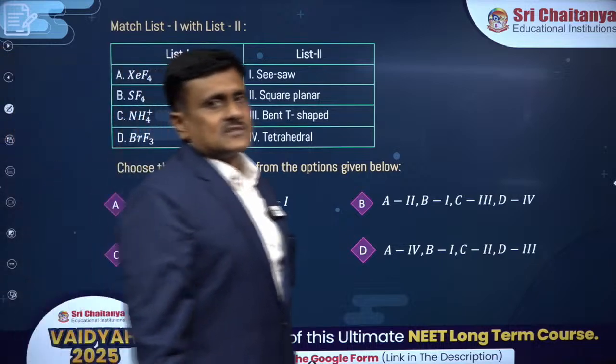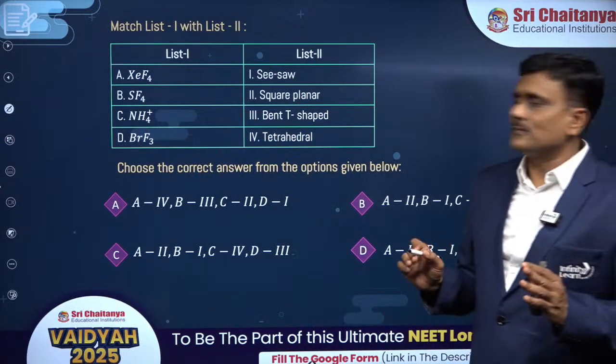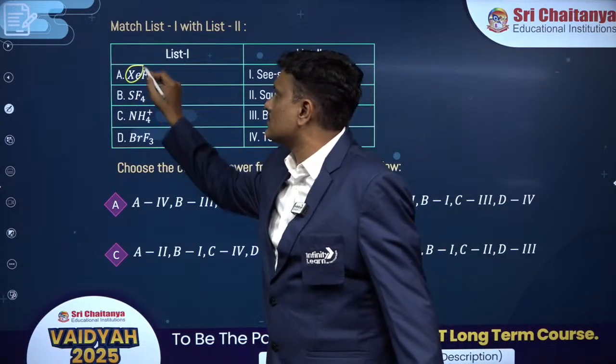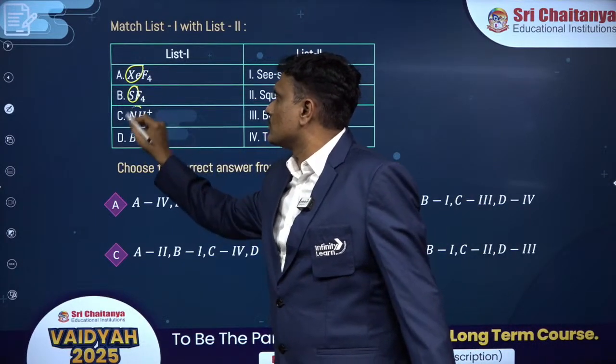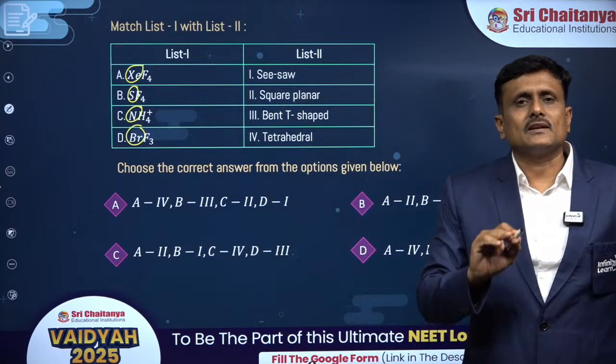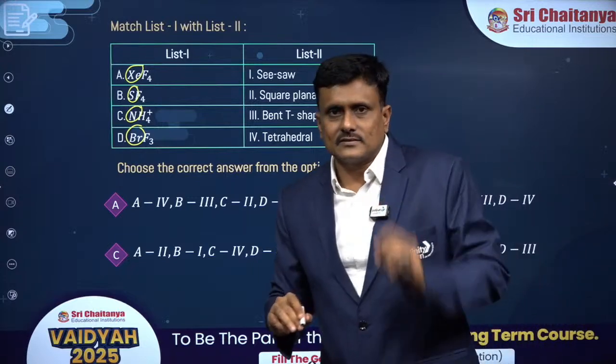Now let me explain the structures. How do we predict the structures? Now when you are given a compound, take the central atom. Central atom is the one which has more valency. Remember this. What is the central atom? Central atom has more valency. Let me give you a very easy method to predict this.